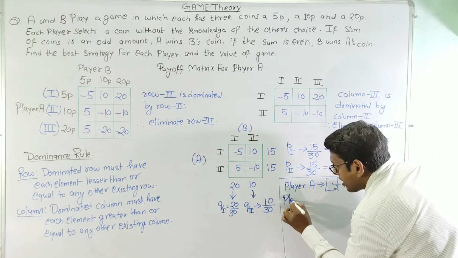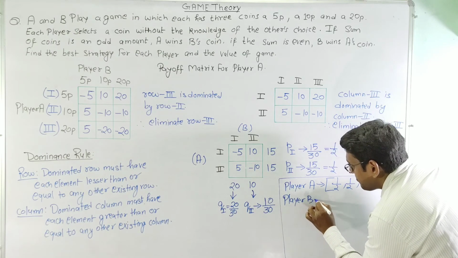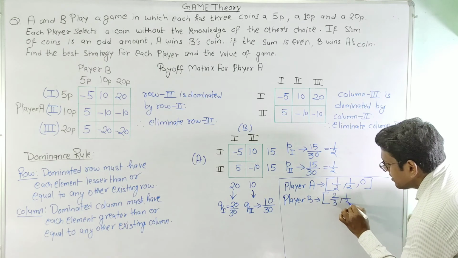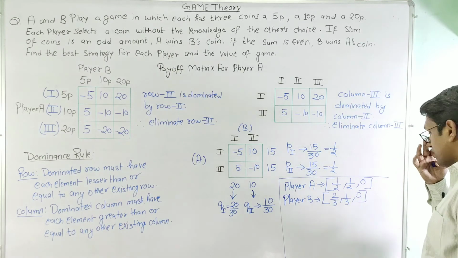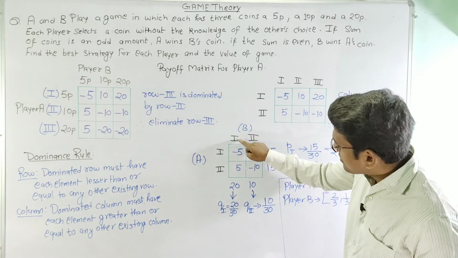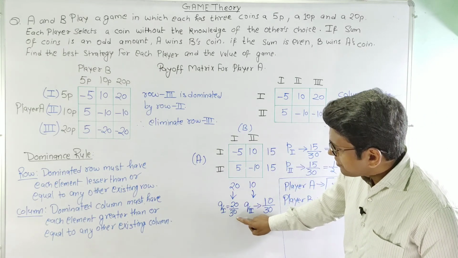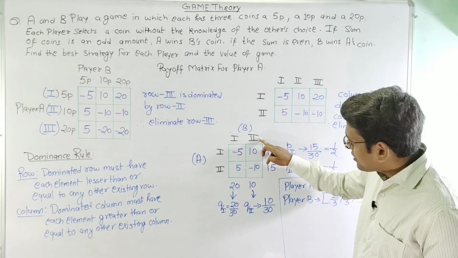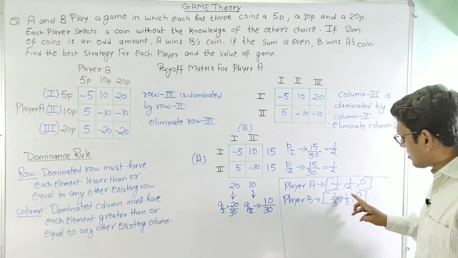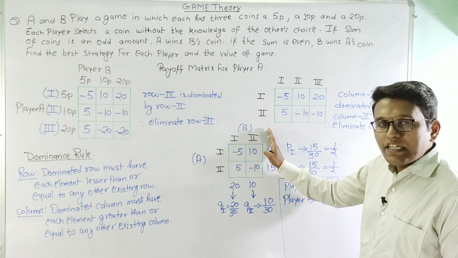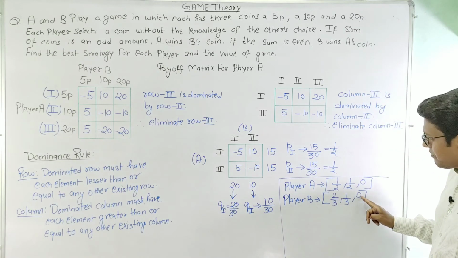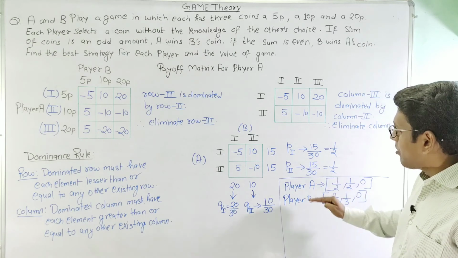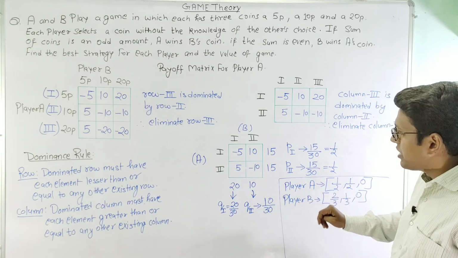Similarly, for player B, the optimal strategy can be 2 by 3, 1 by 3 and 0. Now this suggests that player B will play strategy 1 2 by 3 of the time. So here 2 by 3. Player B will play strategy 2 1 by 3 of the time. So this is 1 by 3, and because strategy 3 is eliminated, that means that player B will play strategy 3 0% of the time. So by this we have calculated the optimal strategies for player A and player B.